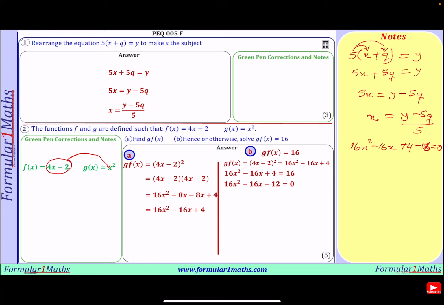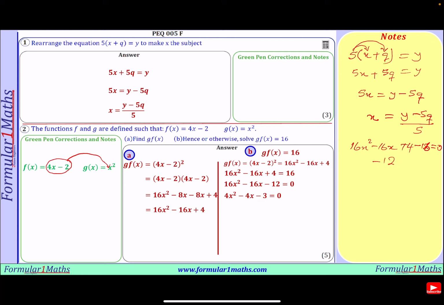To solve that, we need to simplify it first. So we are going to divide each term by 4: 16 by 4, 16 by 4, 16 by 4, and 12 by 4. And we get 4x squared minus 4x minus 3 equals 0. Now this is a quadratic equation. We need to factorize before we can solve it. So how do we factorize this? I'll look at the coefficient of x squared, which is 4, and the constant term, which is minus 3. Multiply them to get minus 12.